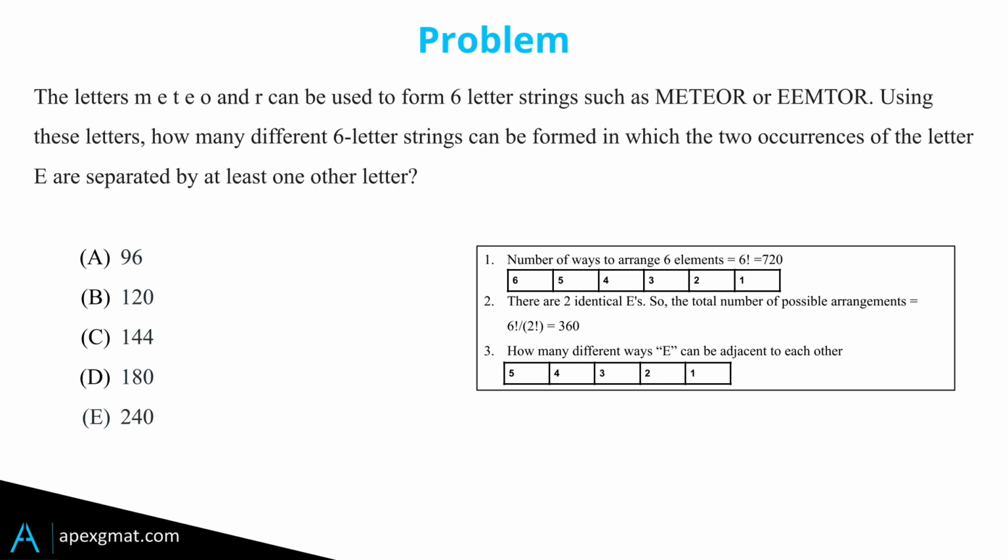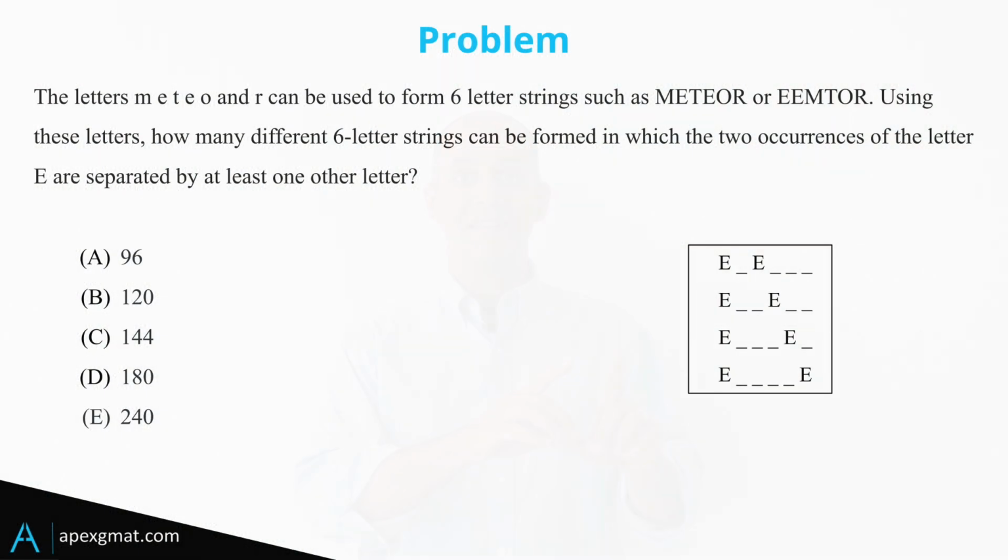Then we need to figure out how many different ways there are to have those E's adjacent to each other. They can be in spots 1 and 2, 2 and 3, 3 and 4, and so on. So there's 5 different ways. For each of those 5 ways, there are going to be 4 factorial ways to order the other letters. So we have 5 different ways times 24 different orders, 120. We take that 360, subtract the 120, and get to 240.